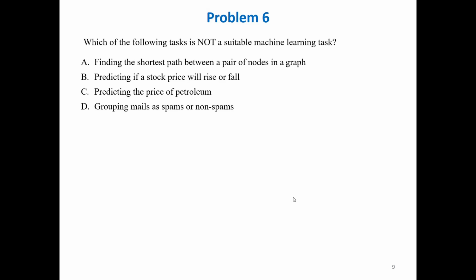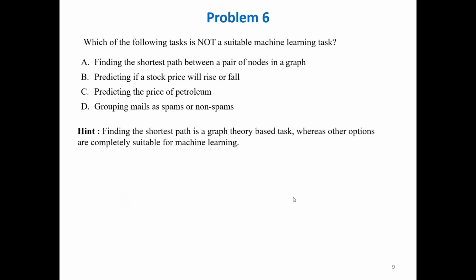D, we have already seen that it is a machine learning task. Predicting the price of petroleum, this can also be a machine learning task. Predicting if the stock price will rise or fall, it is also a machine learning task. But finding the shortest path between a pair of nodes in a graph is not a machine learning task. In this case we have to find the options which are suitable for machine learning, and out of that, whichever is the most unsuitable task, we will select.